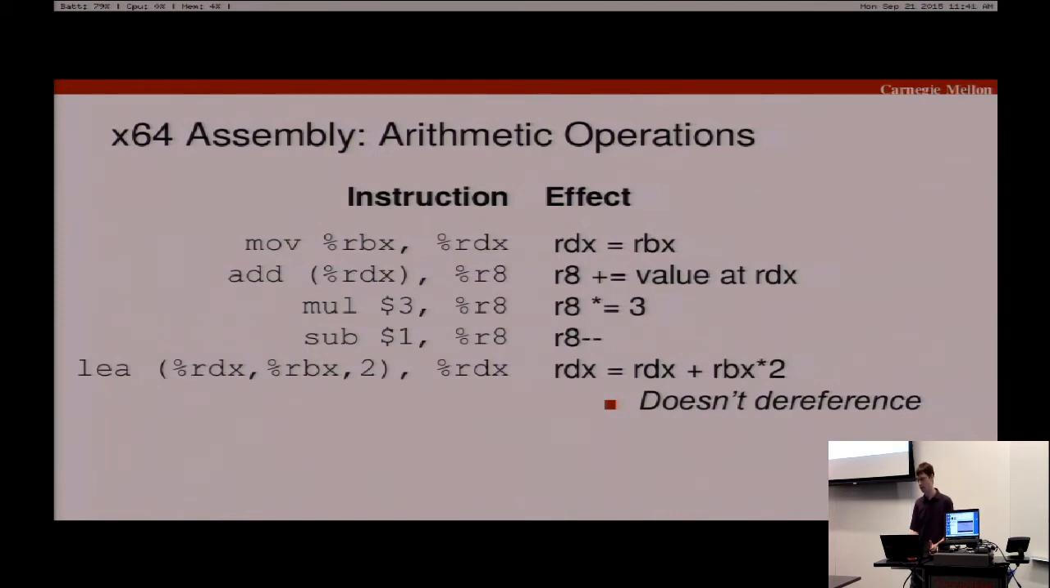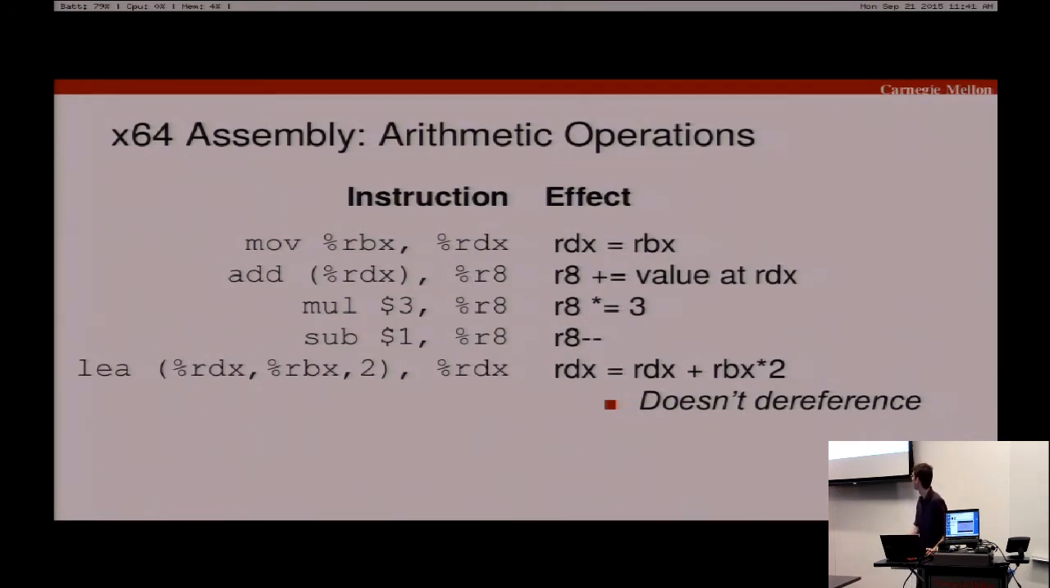So I mean, it's not too bad for moves. You move from left to right. It gets a little bit more confusing for things like add, maybe. So right here we have add of parentheses around RDX and then R8. So R8 is our destination. RDX with parentheses around it is dereferencing a memory location as our source.